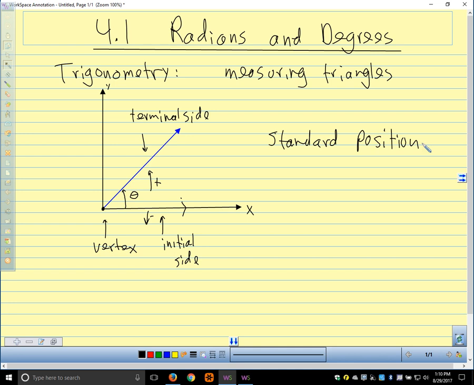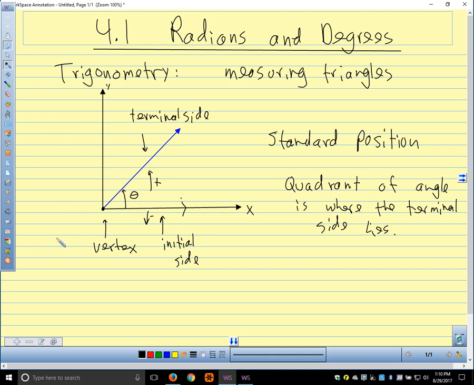So this angle would be in standard position. And what else? We'll also talk about in which quadrant the angle lies. The quadrant of the angle is where the terminal side lies. So this angle that I drew here would be a first quadrant angle. If my terminal side is over here, it'd be second quadrant, third quadrant, et cetera, et cetera.